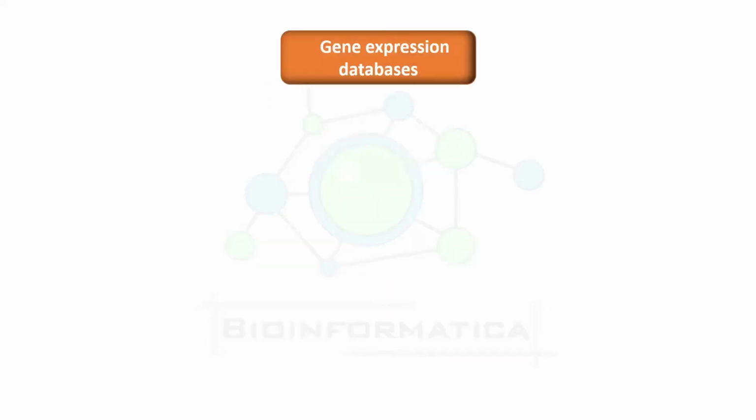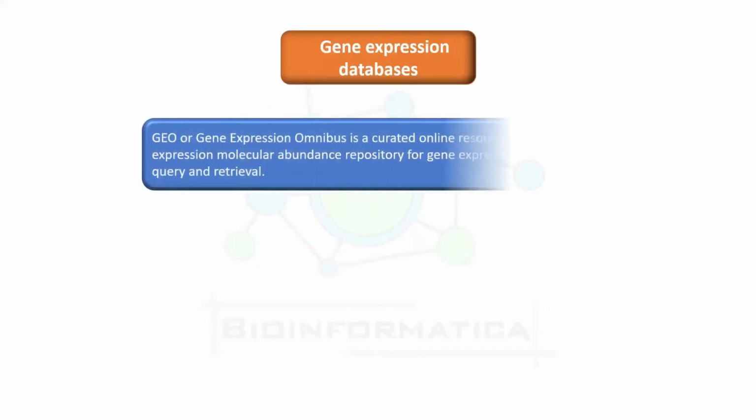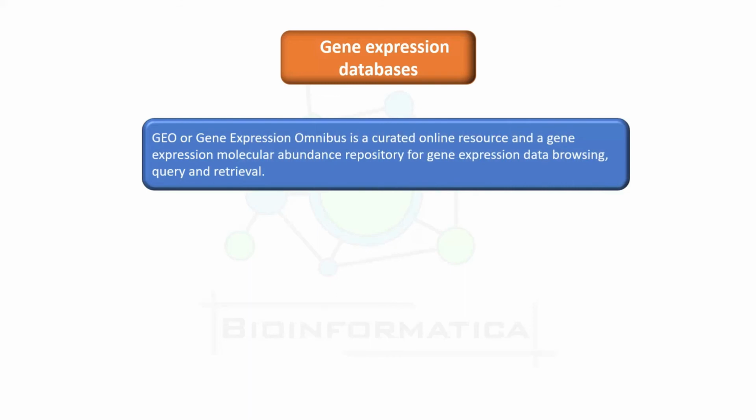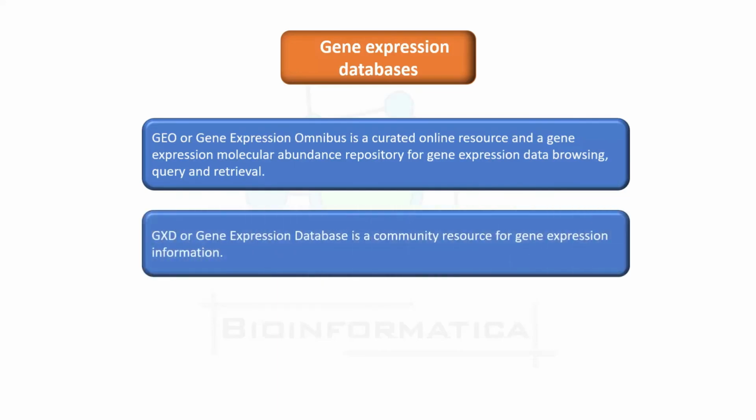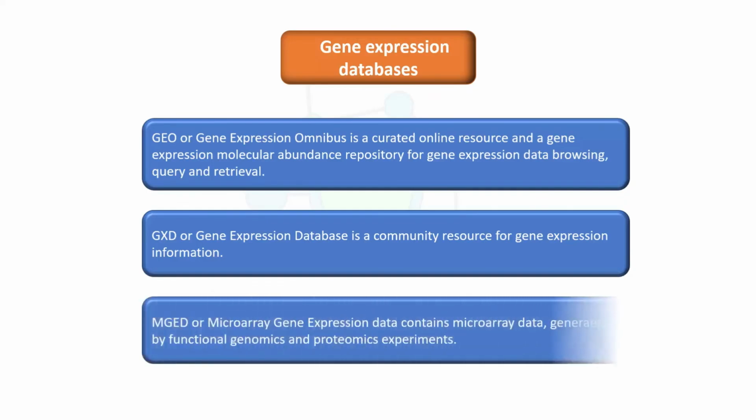Next is gene expression database. In this, we will see GEO, or Gene Expression Omnibus, a curated online resource and gene expression molecular abundance repository for gene expression data browsing, query, and retrieval. Next is GXD, Gene Expression Database, a community resource for gene expression information. Next one is MGED or Microarray Gene Expression Data, which contains microarray data generated by functional genomics and proteomics experiments.